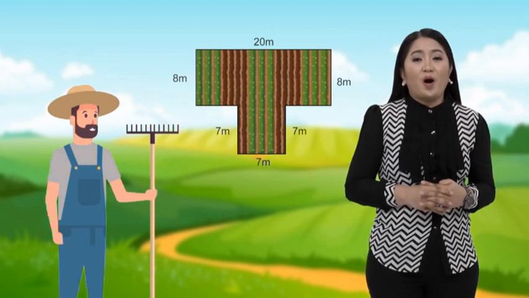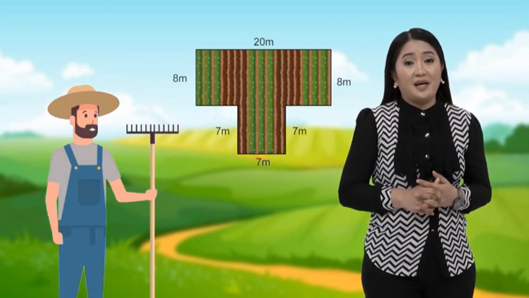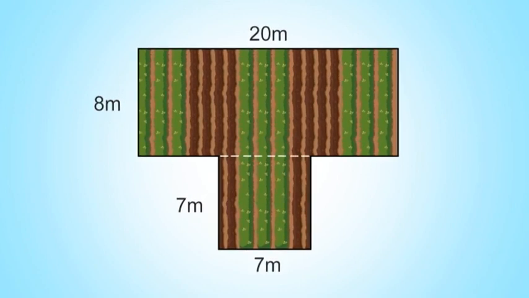To solve this problem, we need to divide the irregular planar figure into regular planes. The figure we have can be divided into two. Let's call the first figure the rectangle F1. The second figure can be labeled as F2. Now that we have split the irregular plane into recognizable planes, we can solve for the total area.